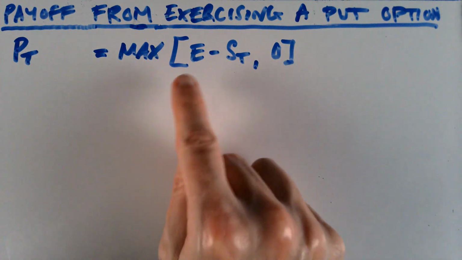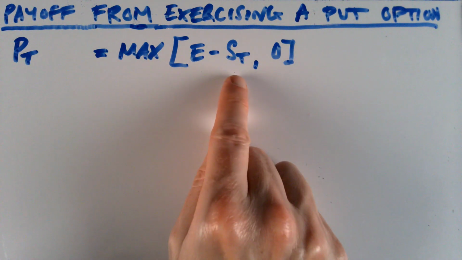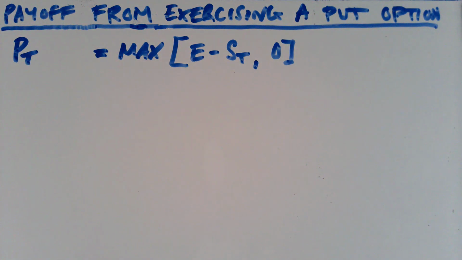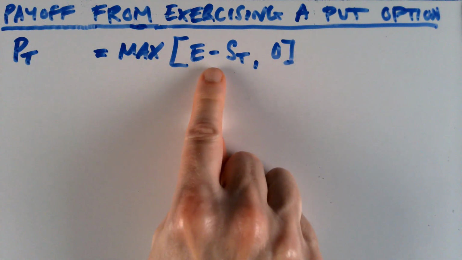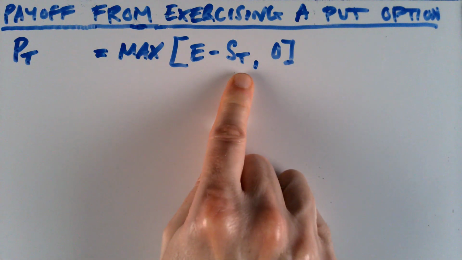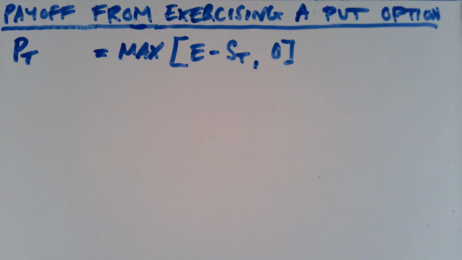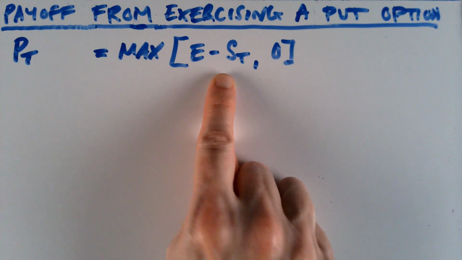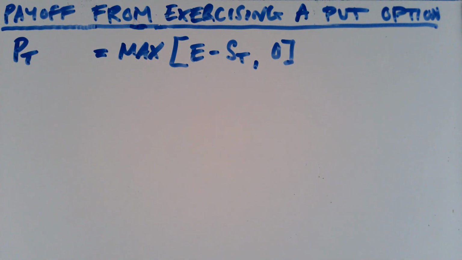In other words, if the strike price is less than the stock price, then you will see no value here at all. The maximum would then be zero because this term would be negative. However, if the strike price is above the stock price, then you can exercise this thing and have a positive payoff. So what happens here if the stock price rises? Well, assuming that you're in the money, an increase in the stock price of $1 will lower the payoff by $1.